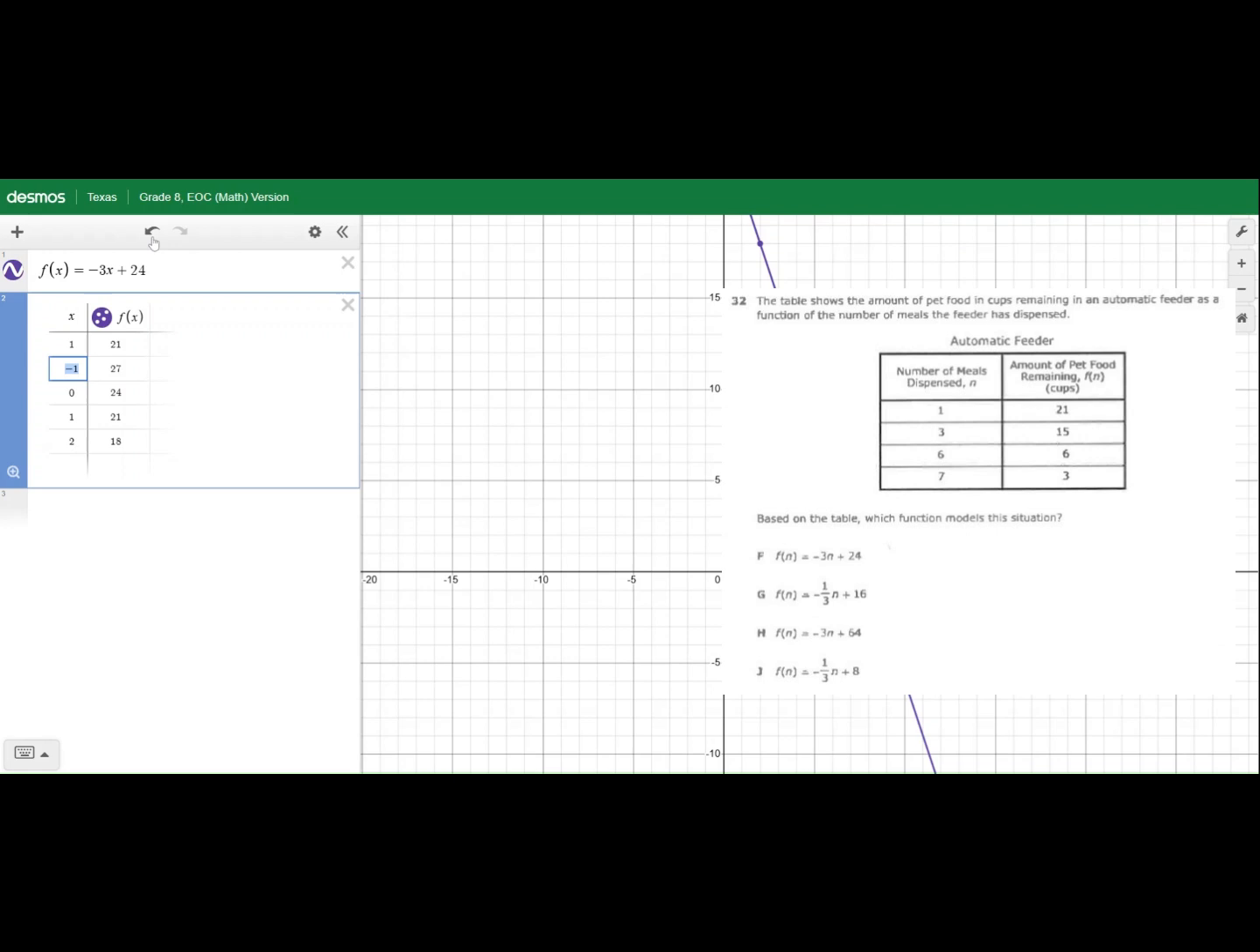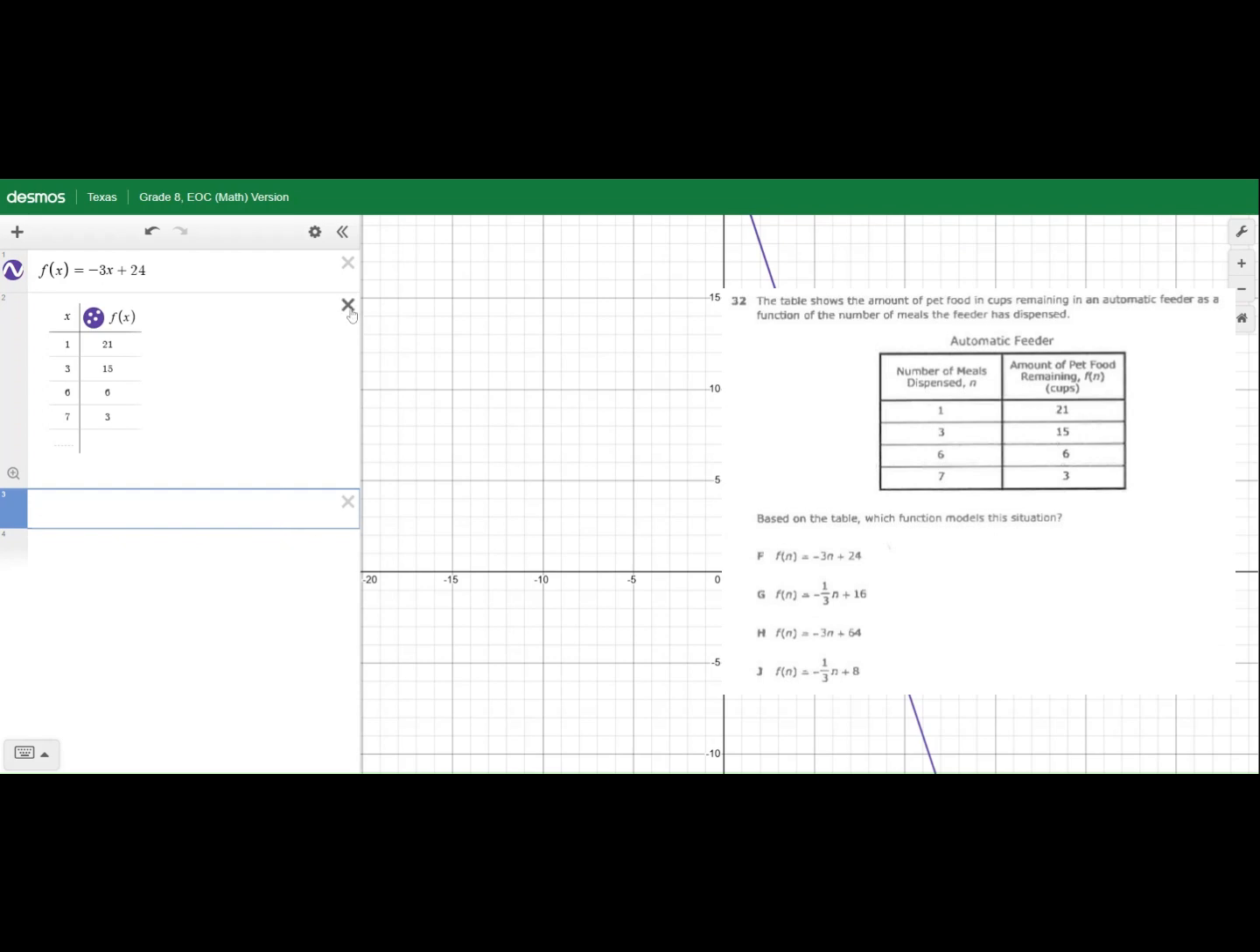I can change this to 1, 3, 6, 7. All right. I don't need this. So it looks like this is the answer. The first letter F is the answer. Okay, so this is the other way. Again, you can still use the other way to solve this. Again, letter F is the answer.